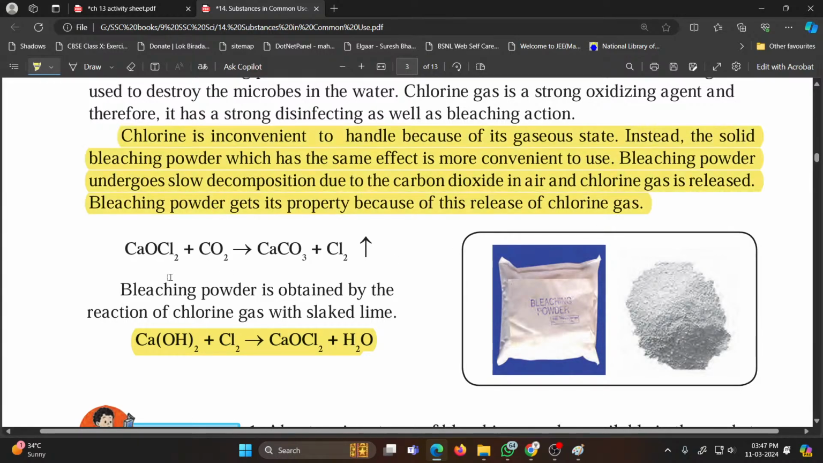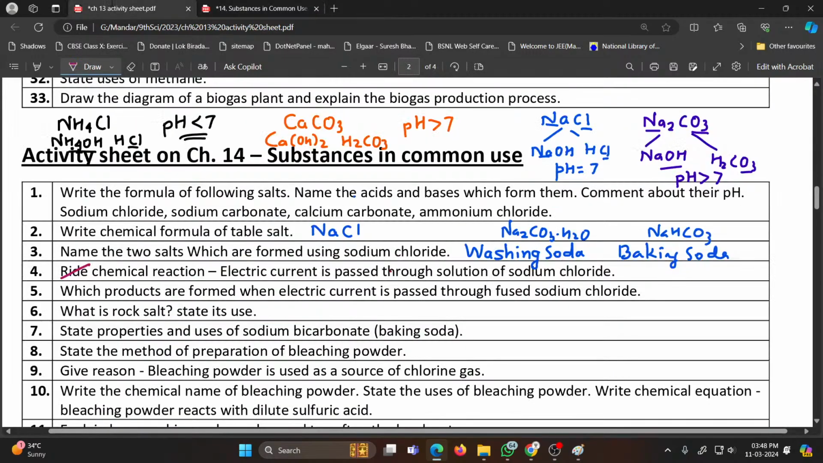Instead, solid bleaching powder has same effect and is more convenient to use. Bleaching powder undergoes slow decomposition due to carbon dioxide in air, and it releases chlorine gas. This is the chemical reaction which takes place. Bleaching powder plus the carbon dioxide gas in the air gives you chlorine gas, which is useful in disinfection and bleaching purpose. That's why bleaching powder is used as a source of chlorine gas.